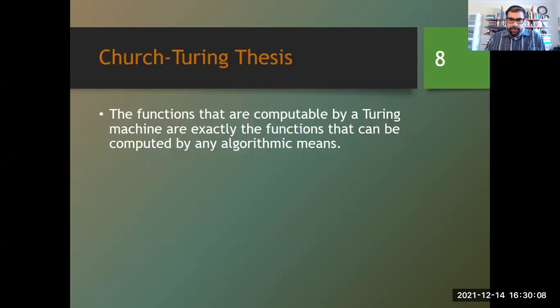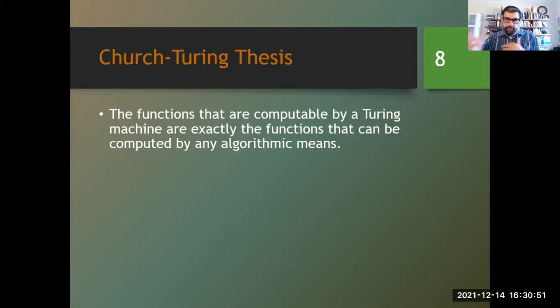Okay, now the important thesis that I was talking about is called Church-Turing thesis. And it simply says that functions that are computable by a Turing machine are exactly the functions that can be computed by any algorithmic means. Like if you cannot find an algorithm, then it won't be possible to compute it on a Turing machine, and vice versa. Like if you are not able to compute it using Turing machine, then you will not be able to compute it using any computer or any algorithm, right?